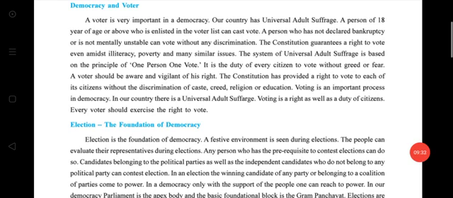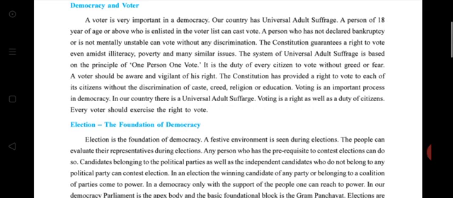Our country has universal adult suffrage. That means a person of 18 years of age or above who is enlisted in the voter list can cast a vote, otherwise not. If any person who is 18 years of age or more is not enlisted in the voter list, then he cannot cast a vote. To cast a vote, he has to be enlisted in the voter list.